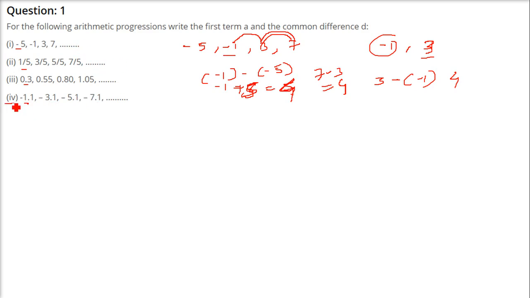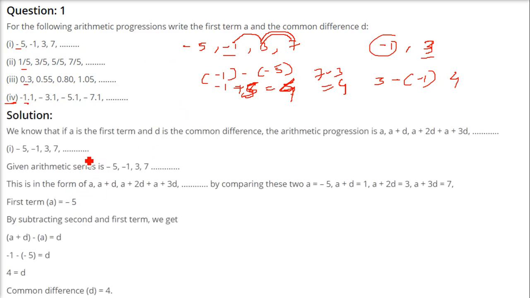Let us take one of these, this fourth one. So this is the solution of the first one for your reference, because the first one is A, the second one is A plus D, third one is A plus 2D, next A plus 3D. Likewise, it goes up to A plus n minus 1 into D. So this is the nth term. So you can find out any of the terms like this.